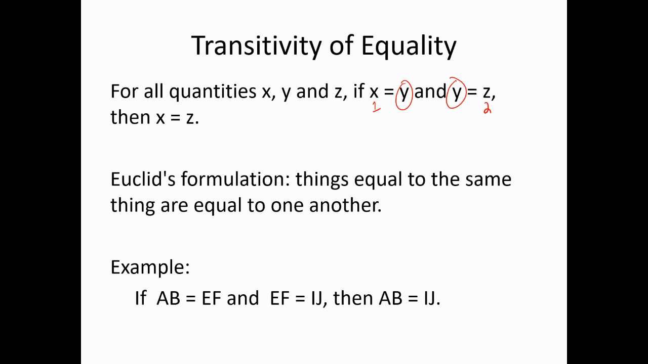So here's an example. Let us say that the length of segment AB is equal to the length of segment EF, and the length of segment EF is equal to the length of segment IJ. Then it follows that AB is equal to IJ. So here perhaps is a third way to put it. I had one quantity equal to a second, and then I had that second equal to a third quantity. And then what I concluded was that the first is equal to the third. That's just transitivity again. And it should seem just obviously true to you.